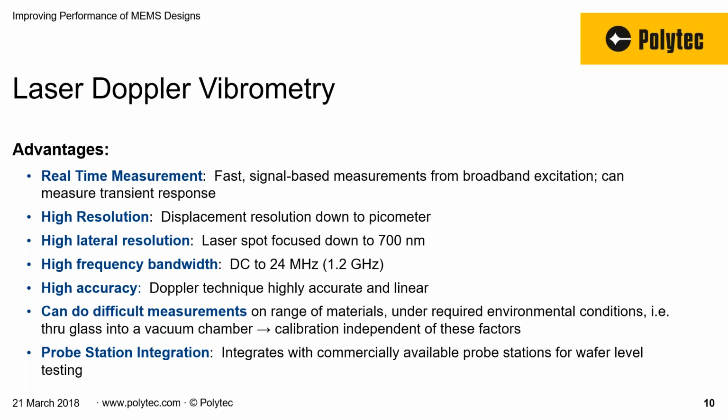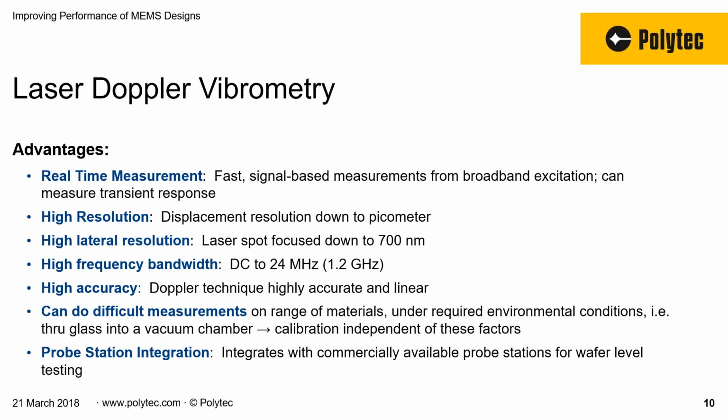We can measure from DC up to gigahertz frequencies. Our standard version goes to 24 megahertz, but I'll talk about an ultra-high frequency system that's now capable of 2.5 gigahertz. Our accuracy is very high because we're using a laser interferometer. Our ruler, if you will, is the wavelength of light. So that creates a high accuracy. We have less than 1% measurement error.